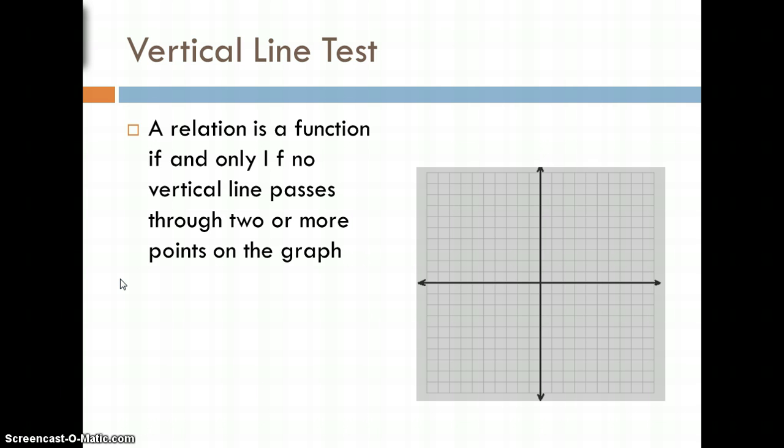Another way, if you're just given a graph to identify if something is a function or not, is to see if it passes what's called the vertical line test. What this says is the relation is a function if and only if no vertical line passes through 2 or more points on the graph. So I'll give you an example of something that is a function.